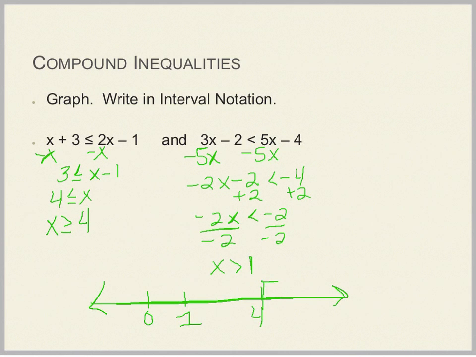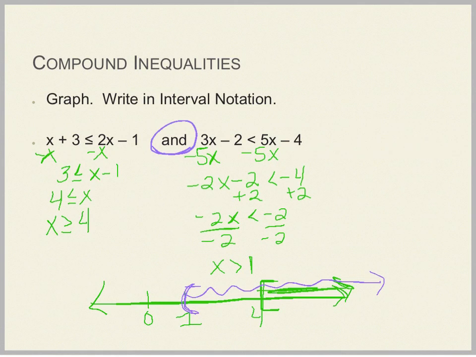x's are greater than or equal to 4. I'm going to have a bracket shading towards positive infinity. With x's greater than 1, I'm going to have a parentheses, again shading towards positive infinity. And I'm looking at the intersection of where these two things occur. So again, where do they both occur is where both items are shaded, and that would be at 4, moving towards positive infinity.